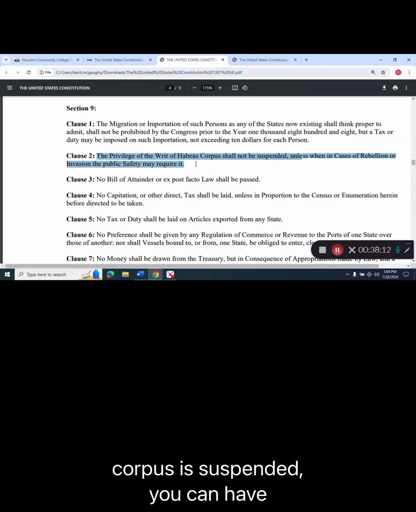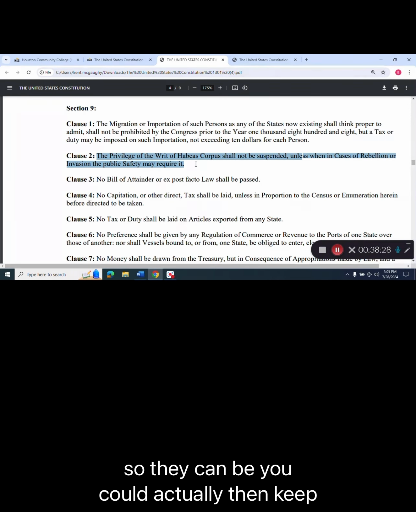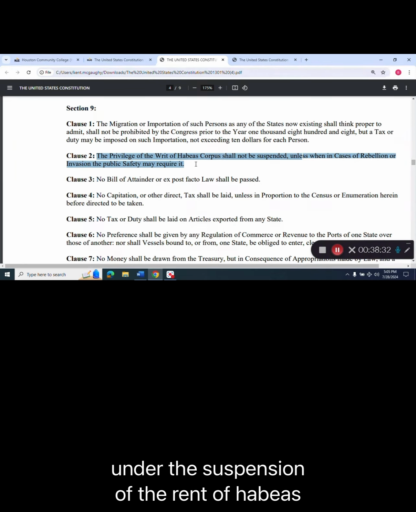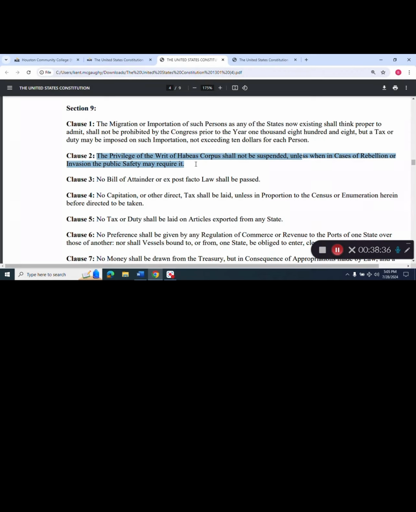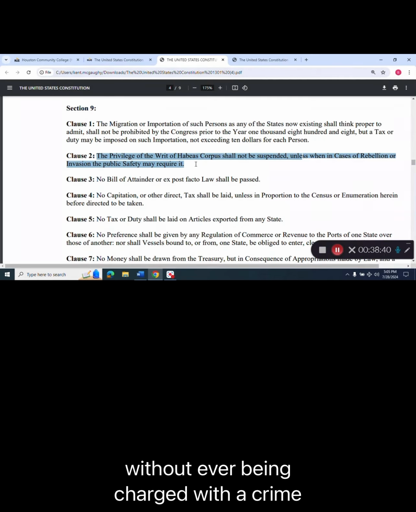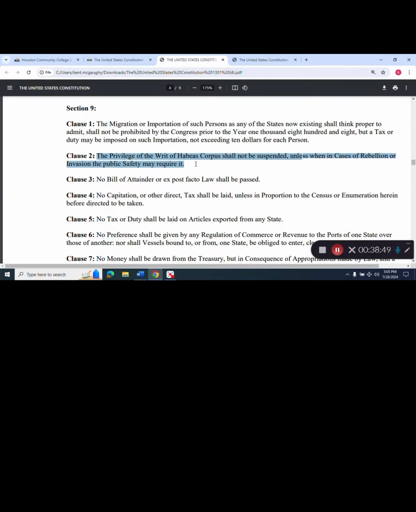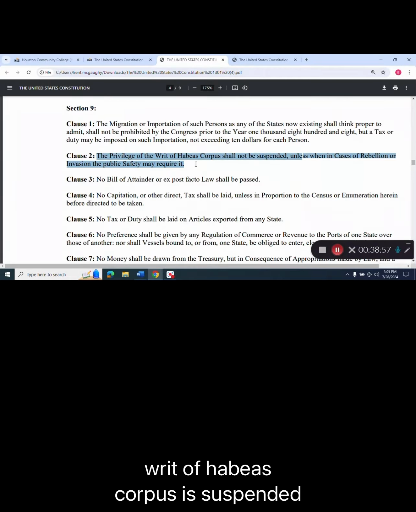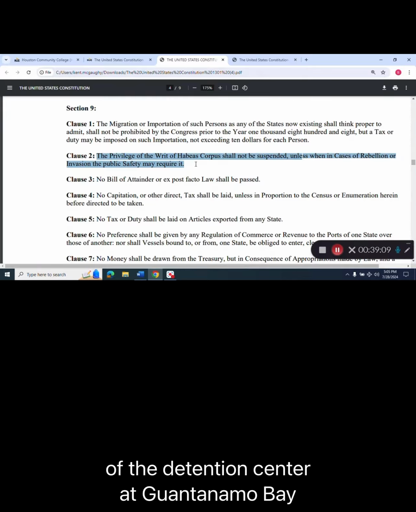Now, when the writ of habeas corpus is suspended, you can have people arrested without charge. You can have people arrested without bringing them before a judge. So under the suspension of the writ of habeas corpus, you can have somebody put in prison for years without ever being charged with a crime, without ever being brought before a judge to plead not guilty, never having a trial. That's what can happen when the writ of habeas corpus is suspended. And what tells us the writ of habeas corpus is suspended is the existence of the detention center at Guantanamo Bay.